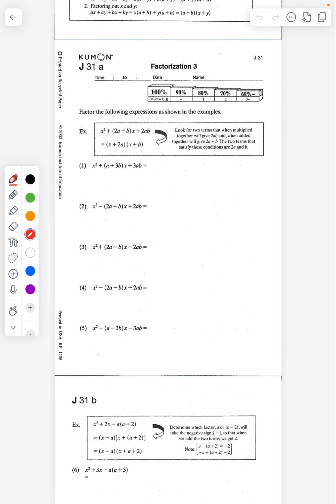Morning, folks. In this video, we're going to go through pages 31 to 40, all the examples, so that you will be able to handle factorization like a pro.